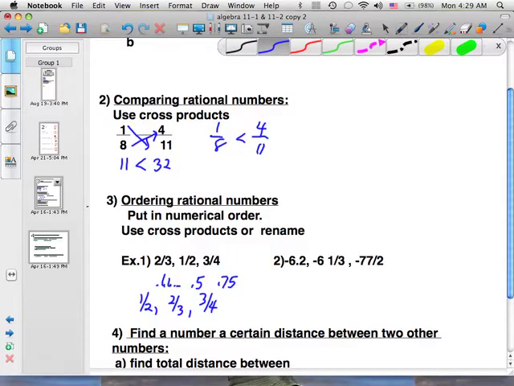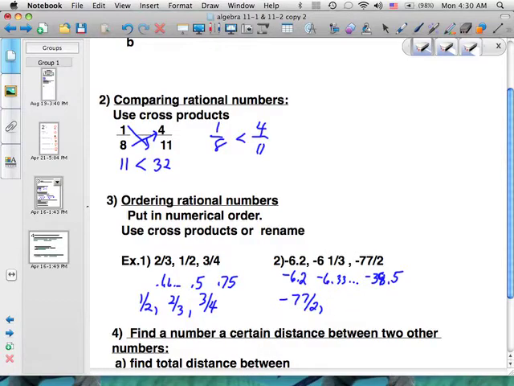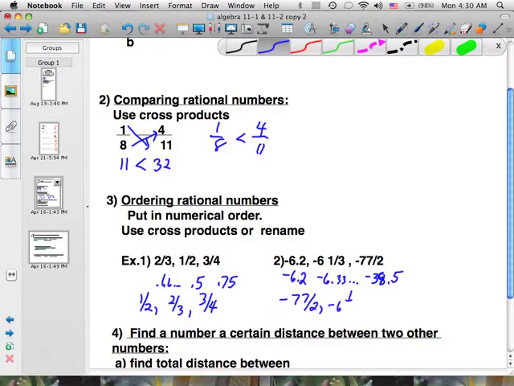And the next problem here, changing them all into decimal, 6.2. Negative 6.3 repeating, and this is negative 38.5. So the smallest is negative 77 halves. Then next would be negative 6.33. But we want to make sure we write the original problem fraction down, or what was given to us. So it's negative 6 1/3, then negative 6.2.